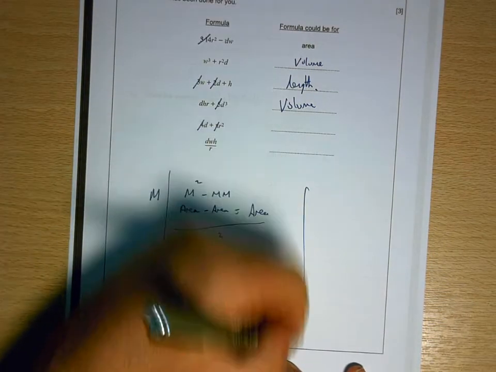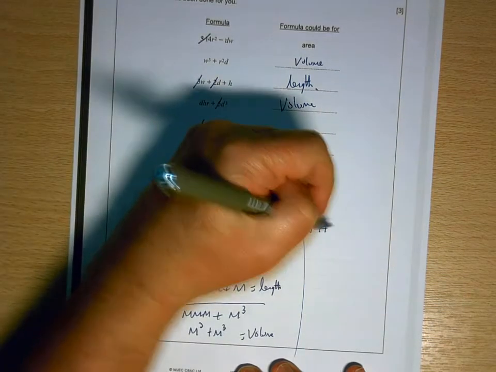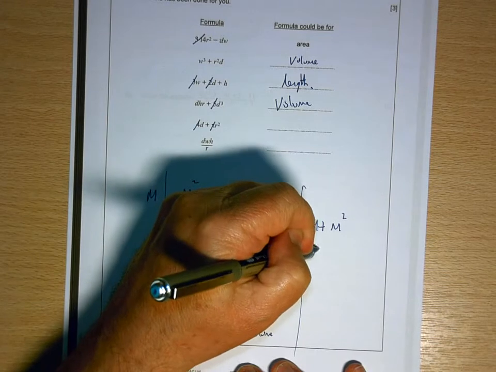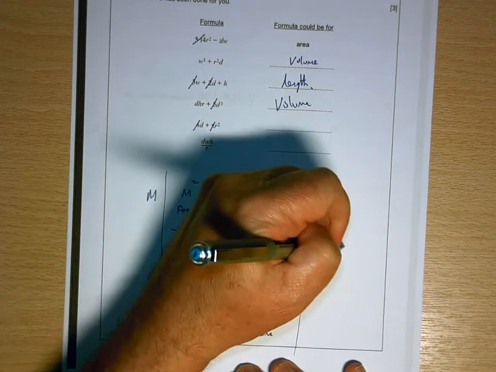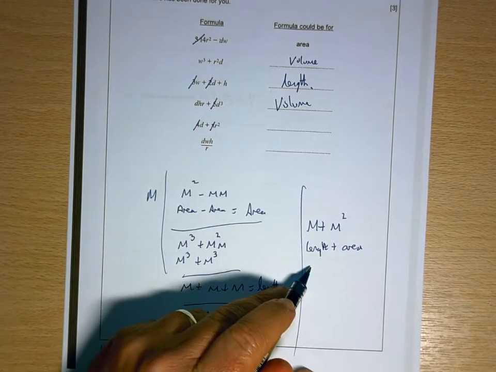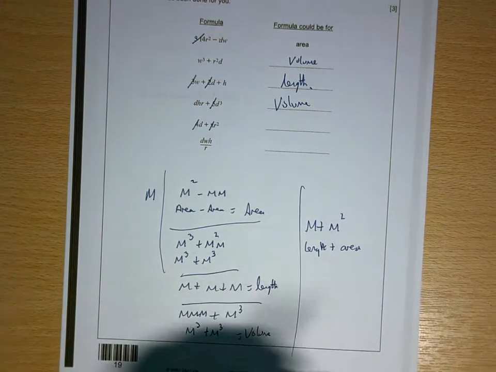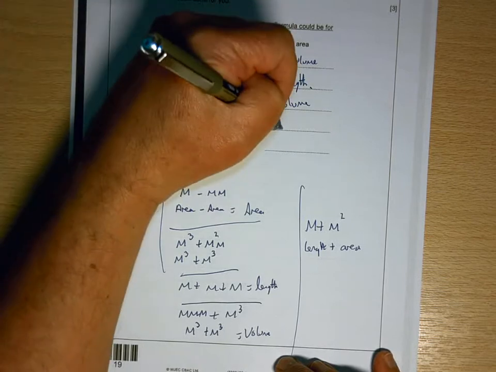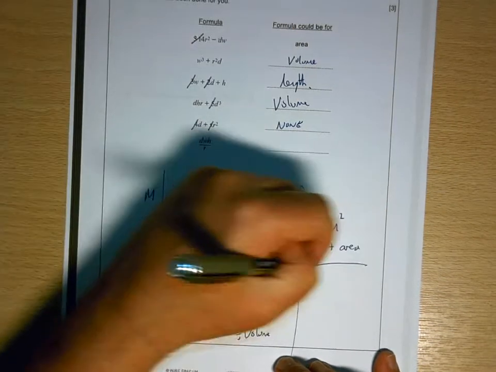Next, m plus m squared. M is a length, m squared is an area. You cannot add a length to an area, they're two different things. So that one is nonsense, or none, is what they're asking you to write for that one.